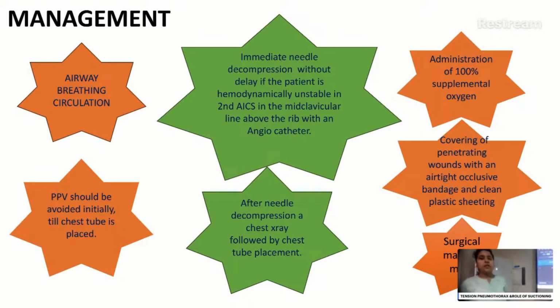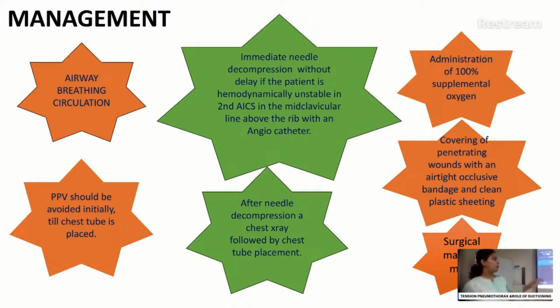Now, what is the management? The first thing is, you don't have to wait for any investigations. If clinically you suspect a tension pneumothorax, you have to immediately carry out needle decompression in the second intercostal space in the mid clavicular line using an angiocatheter. That is your normal IV catheter; an 18 gauge or 16 gauge catheter can be inserted in the second intercostal space. After needle decompression, we can carry out a chest x-ray to confirm it and then place the intercostal drainage tube.